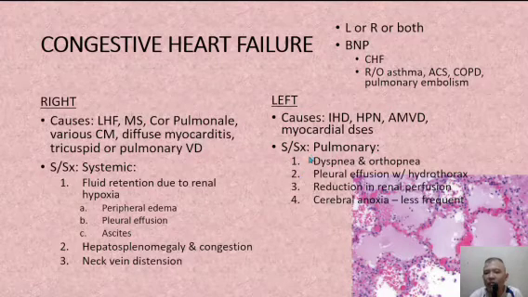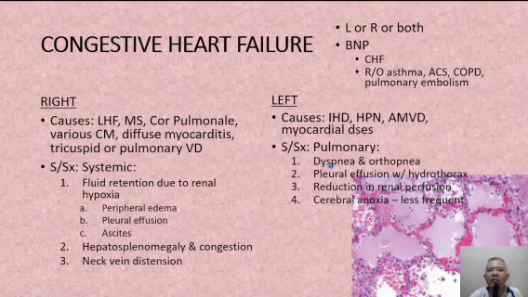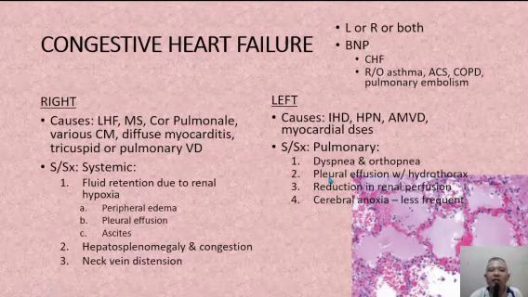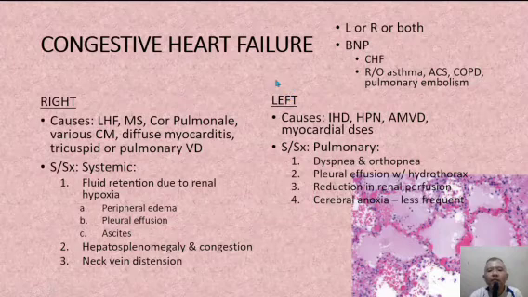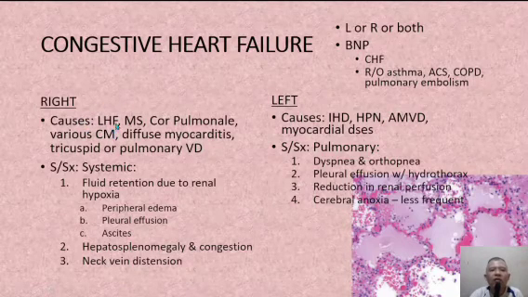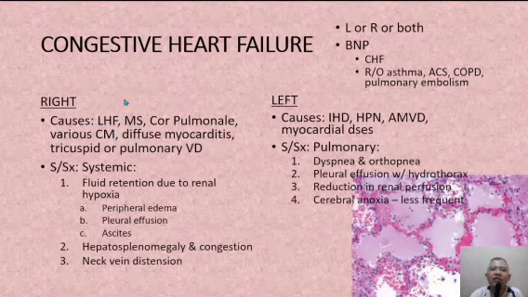But take note of this too. Okay, even cough is a manifestation of congestive heart failure. Next, in the long run, left-sided heart failure will lead to right-sided heart failure. In fact, left-sided heart failure is the most common cause of right-sided heart failure.